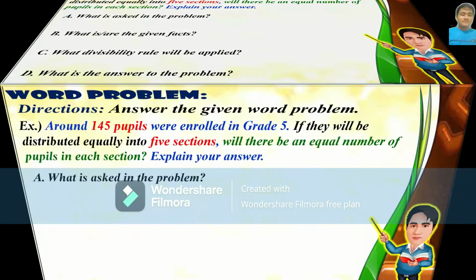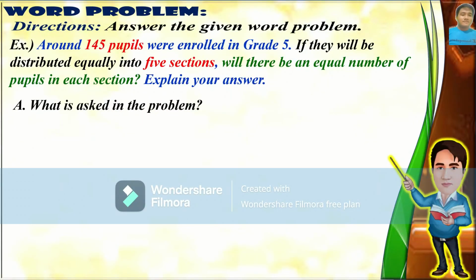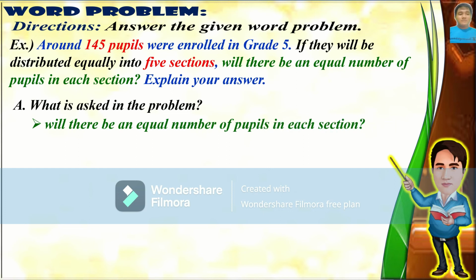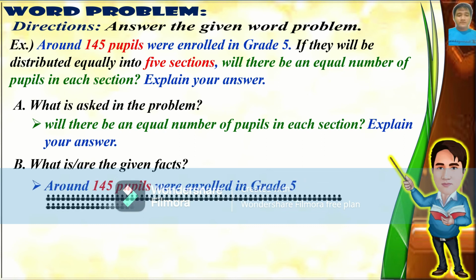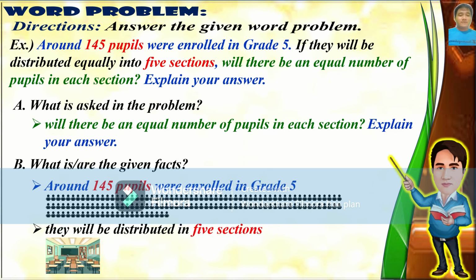For example, in this word problem, what is asked in the problem, or the questions to be answered? That's right. The questions are, will there be an equal number of pupils in each section? Explain your answer. Next, what is or are the given facts? Very good. The given facts are, around 145 pupils were enrolled in grade 5 and they will be distributed in 5 sections.